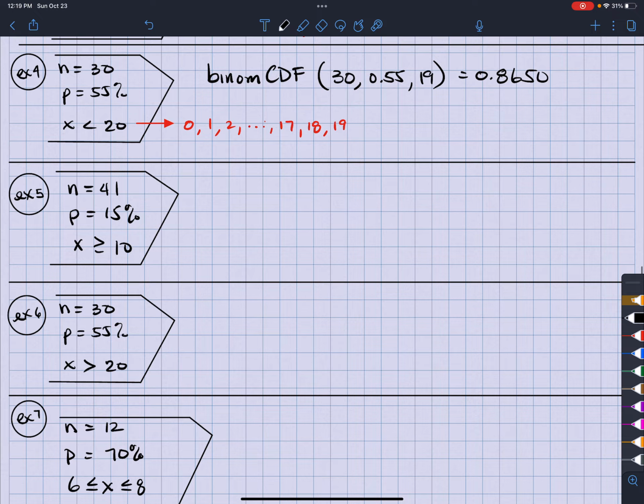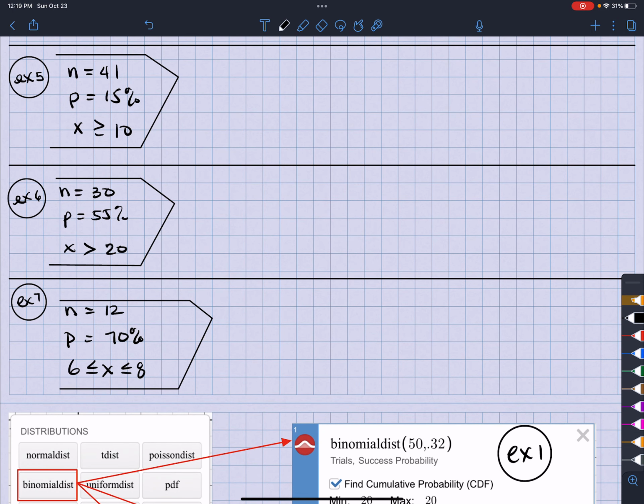The next one. What does this want? It wants greater than 10. Okay? Greater than or equal to 10. So this wants 10, 11, 12, all the way to 39, 40, and 41. Okay?